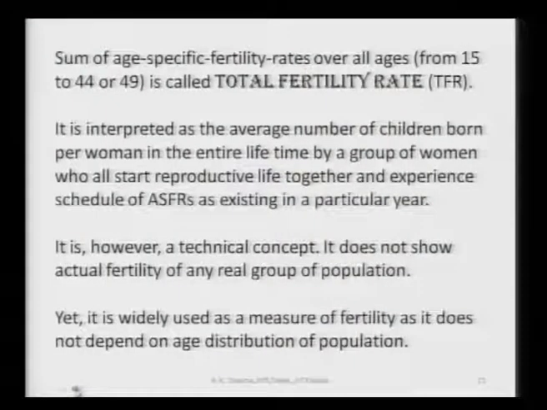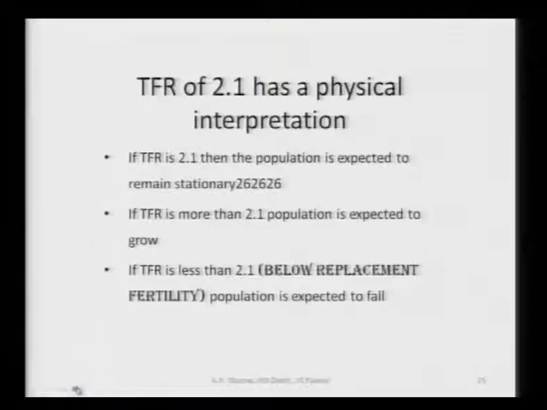There are many states like Bihar or UP where on the average women are still producing 4 or more children, and there are states like Kerala, Goa, Himachal Pradesh where fertility has gone below 2. So, interpretation of total fertility rate is very simple, total number of children born in the entire life. So, although it is a technical concept, it does not show actual fertility of any real group of population, but it is very useful. It is widely used as a measure of fertility as it does not depend on age distribution of population as crude birth rate or crude death rates depend.